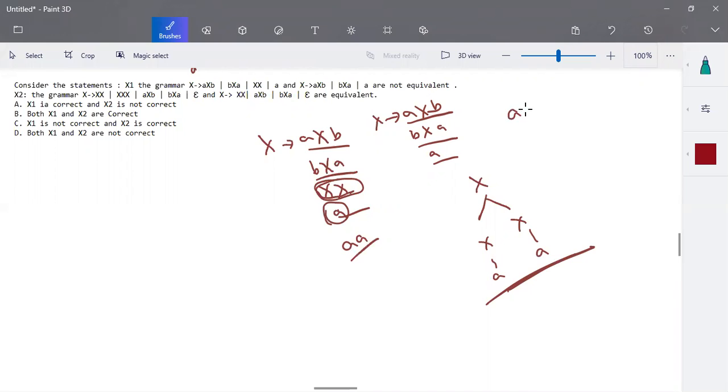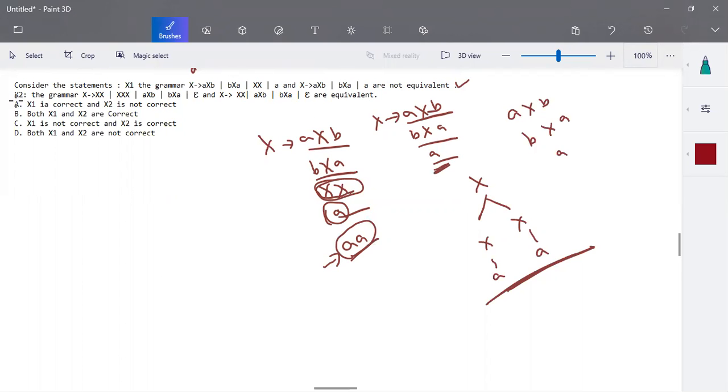You have X tends to AXB. So when an A is there, then surely B will be there, or BXA. When A is there, B is also there, or a single A. So there is no possibility of generating AA with this grammar. So we can say that this grammar generates AA and this grammar does not generate AA. So we can say that this is not equivalent. Okay, so this X1 statement is true. The reason is the given grammars are non-equivalent. For one particular input string, one grammar generates it and the other grammar doesn't generate it. Okay, so this is fine.